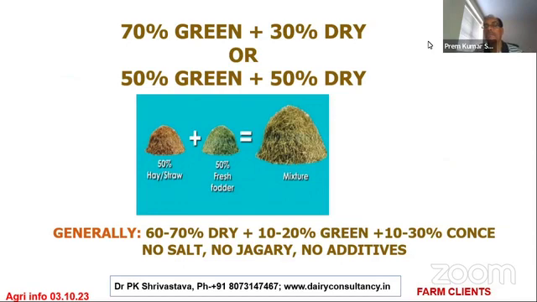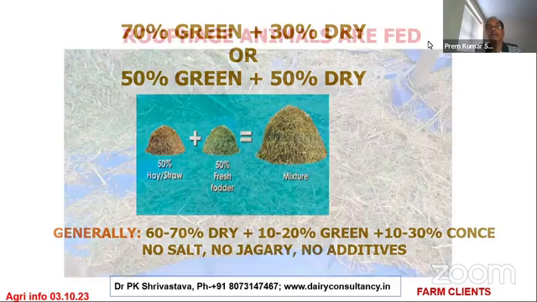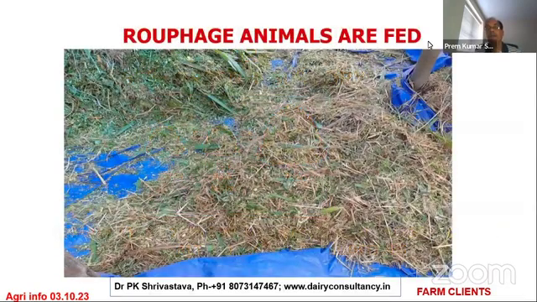Jaggery, hardly anybody will do. Molasses, hardly anybody will do, to make the palatability, right? So a 50-50 ration will look like this, as per the picture. Now go, what is being fed? This I have collected from the field.